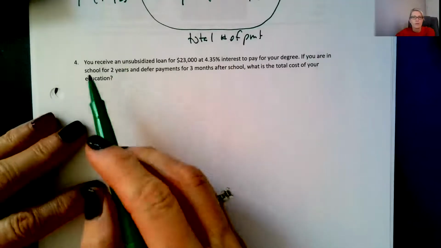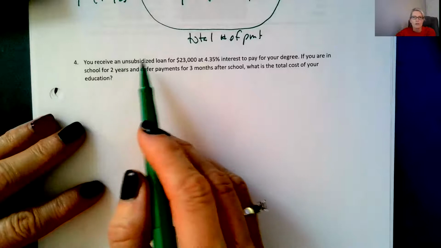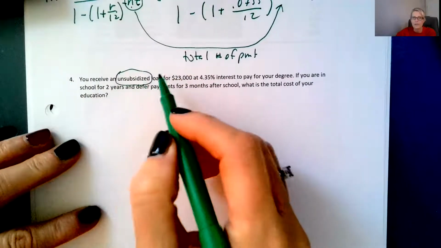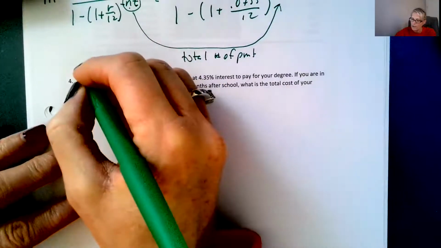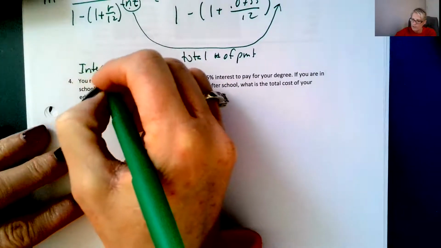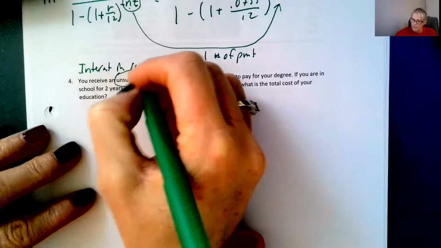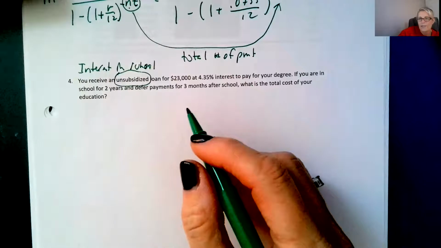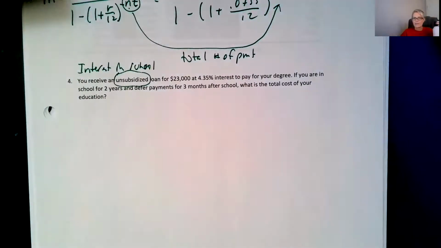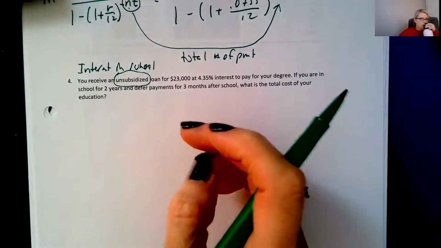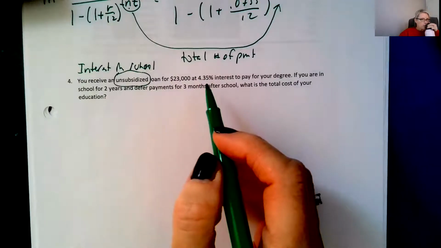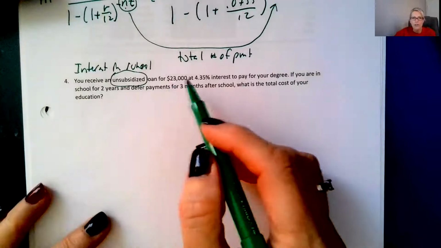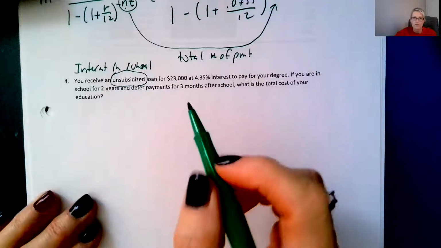So, you receive an unsubsidized loan. We have to remember unsubsidized means that there's interest while we're in school, because the government is not subsidizing it, they're not paying for that interest for you. Okay, so we have to figure out how much interest we accrue while in school first.